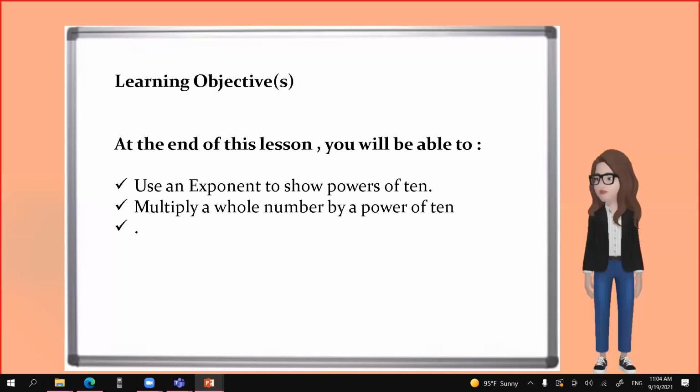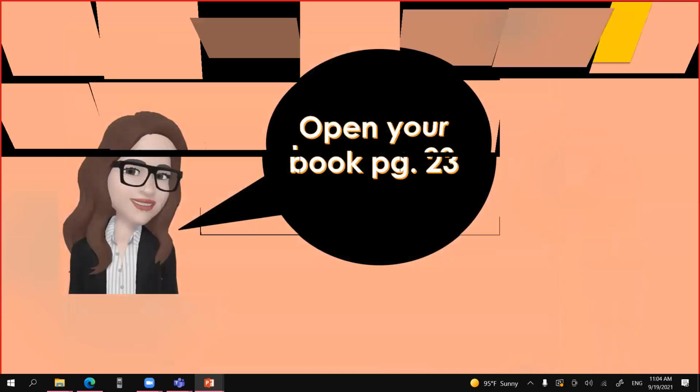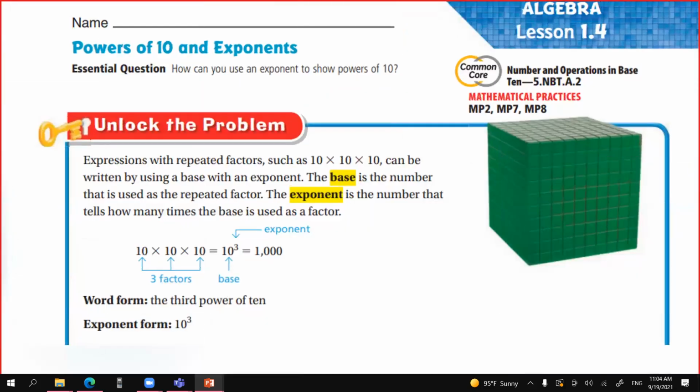Now, at the end of this lesson, you will be able to use an exponent to show the powers of 10 and multiply a whole number by a power of 10. Powers of 10 and exponents, page 23.